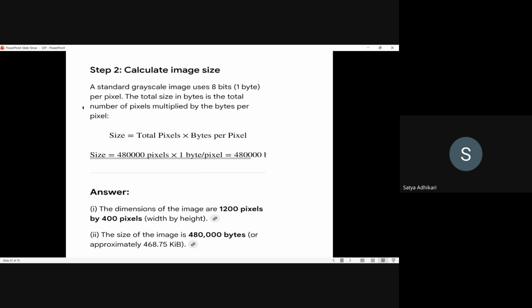So the final answer is: the dimensions of the image are 1200 pixels by 400 pixels, or 1200 into 400 pixels. The size of the image is 4,08,000 bytes, or approximately 468.75 kilobytes. If we divide it by 1024 bytes, you will get 468.75 kilobytes.